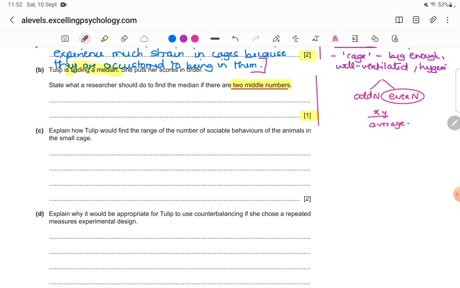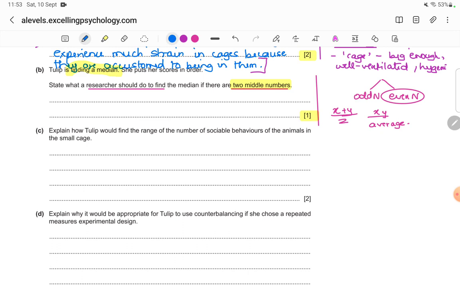We can write that we should take the average of the 2, that is correct, but to be more specific, because they have said what the researcher should do, we could just elaborate very slightly on the procedure. So when I say taking the average of the middle 2 numbers, what I mean is to add their values and divide it by 2. So I'll just specify that.